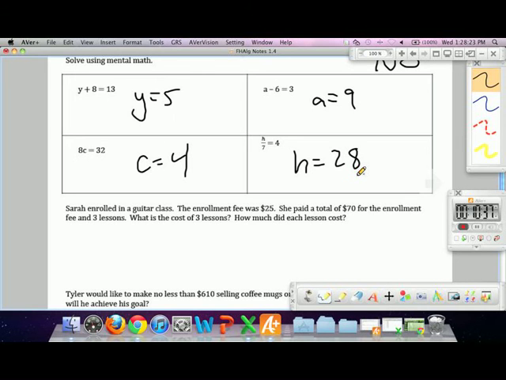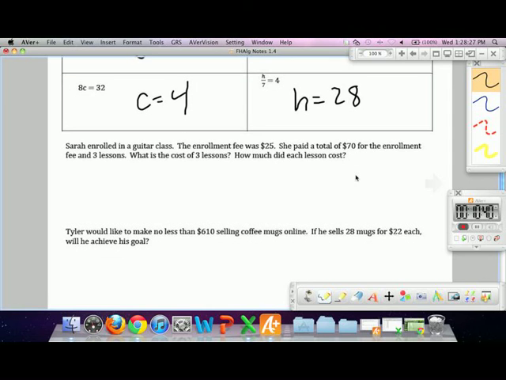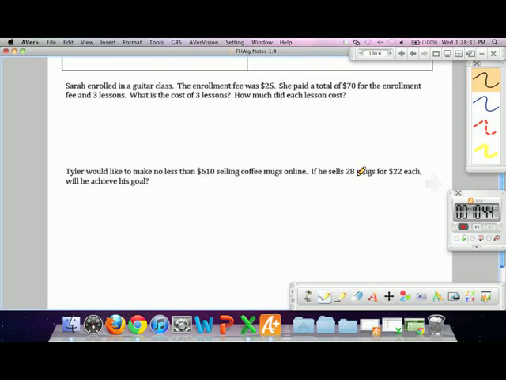Okay, last two. First one, Sarah's enrolled in a guitar class. Her enrollment fee is $25. She paid a total of $70 for the enrollment fee and 3 lessons. What's the cost of 3 lessons and how much did each lesson cost? Well, let's see. I don't have a variable in here yet. What would be a good thing that we were trying to find? What are we trying to find? Eventually. Cost of 3 lessons, and even more importantly, how about the cost of each lesson?